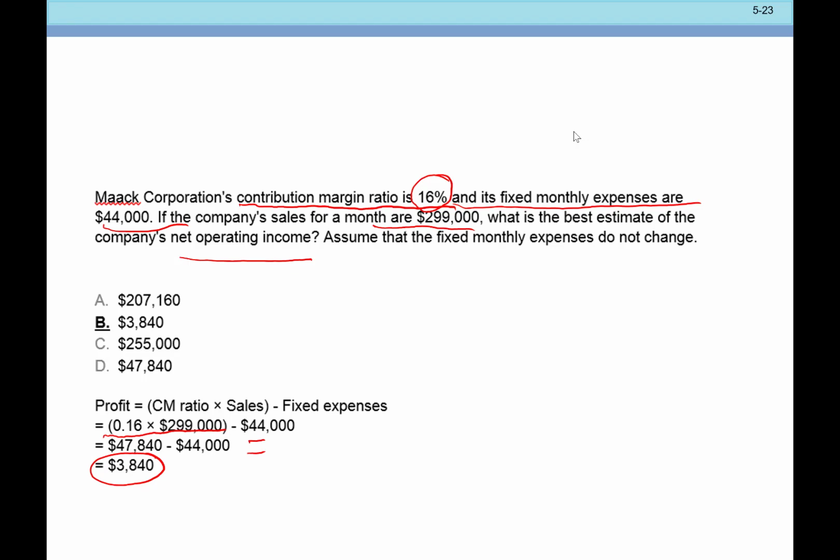That's 0.16 times 299,000. That's my contribution margin, which I got by taking my sales price times my contribution margin ratio, because that's telling me what percent of each dollar goes towards fixed cost first. If each sales dollar first goes towards fixed cost, which we applied first, then what's the profit left over, which was what this question was asking. Okay?